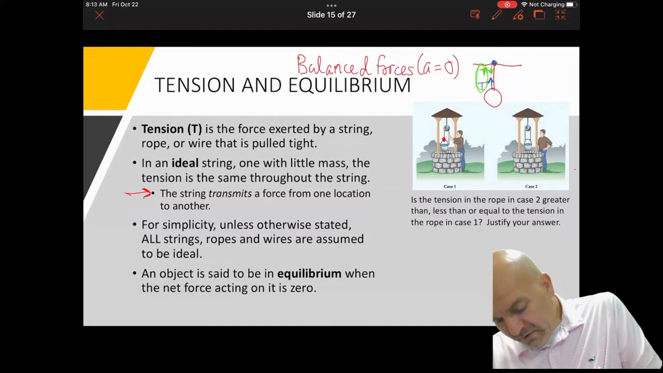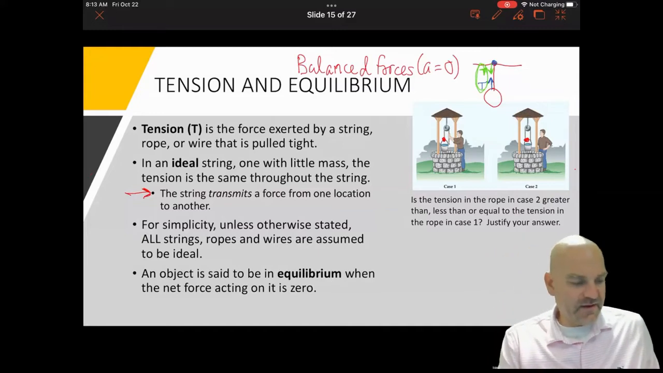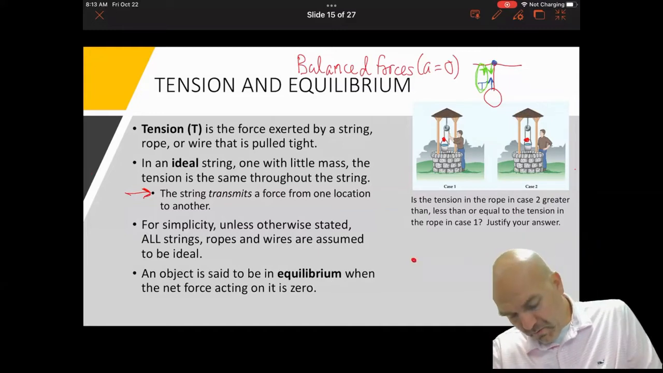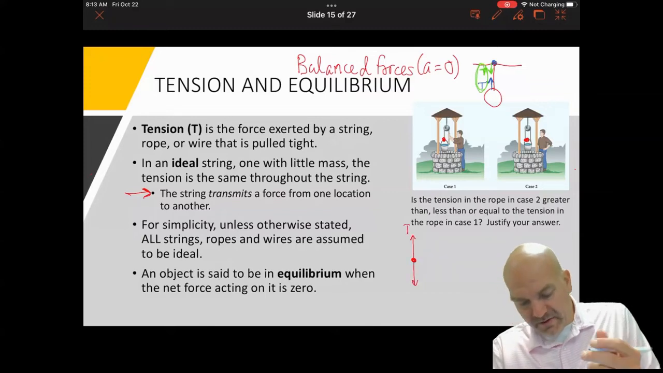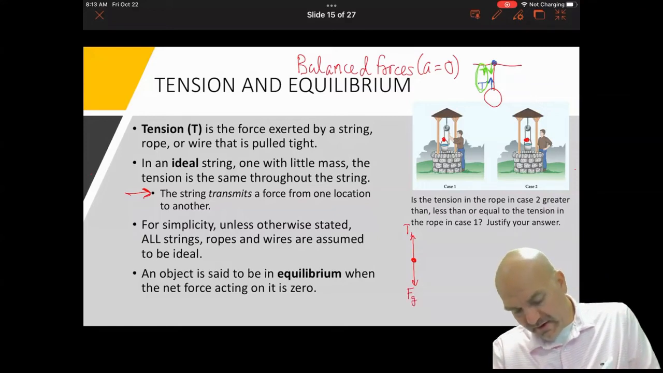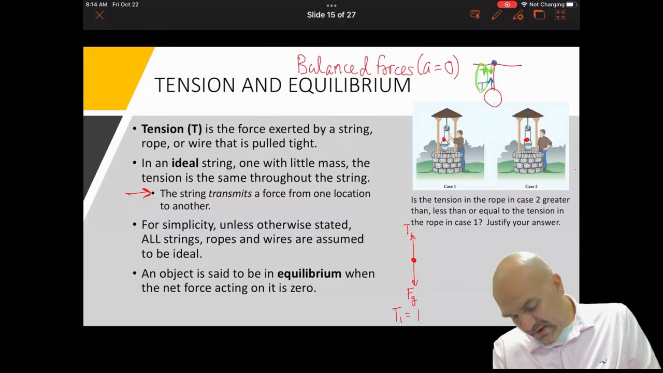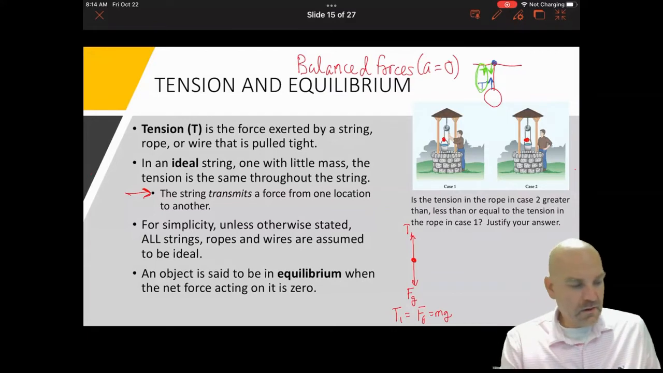So to think about it, we're going to draw free body diagrams about really the points of contact here. For rope 1, I've got the tension up around the points of contact for the bucket, and I've got the weight of the bucket down. And so what does that tell me? That T1 equals Fg, which equals mg.